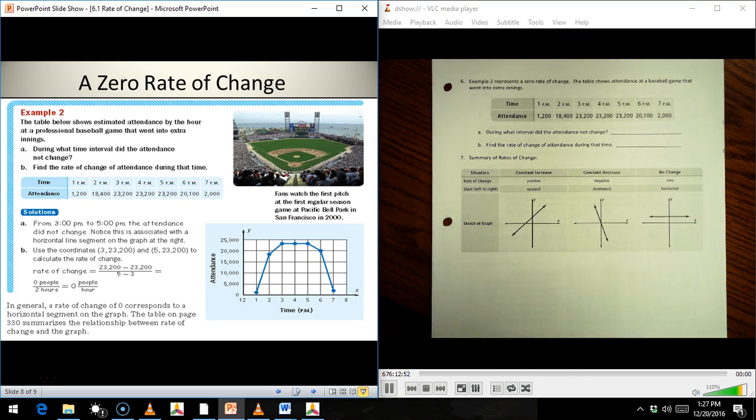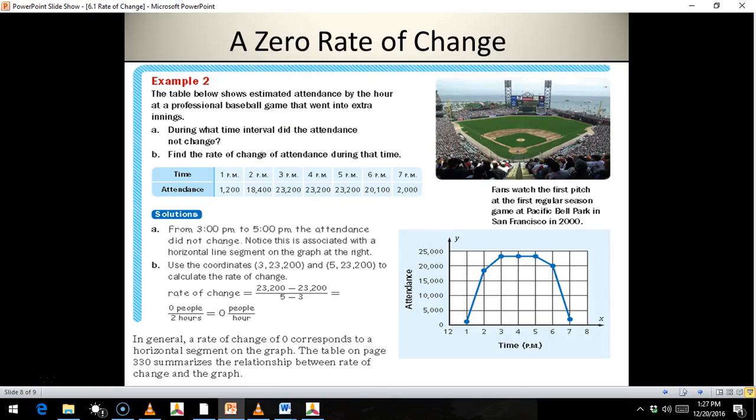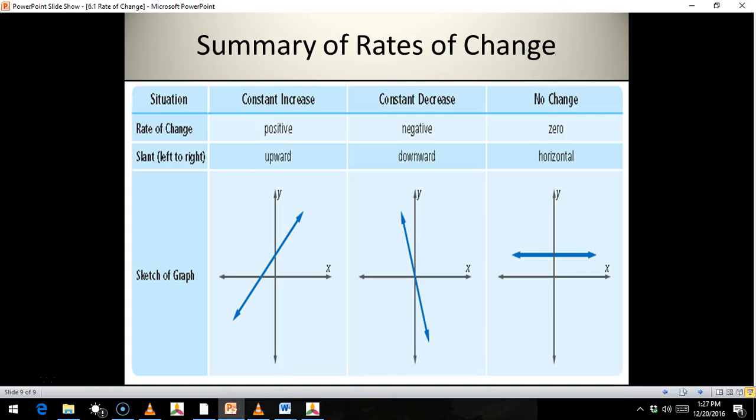Once you're finished with that, the last thing here just gives a nice little summary of the different rates of change. If you have a positive rate of change, it's going to be an upward slant line. You can see what the graph looks like. Constant decrease is negative, and it would be a downward slanted line. No change is going to be 0 as the rate of change, and it's got to be a horizontal line because there's no change left to right. That helps understand positive, negative, and 0 rates of change.